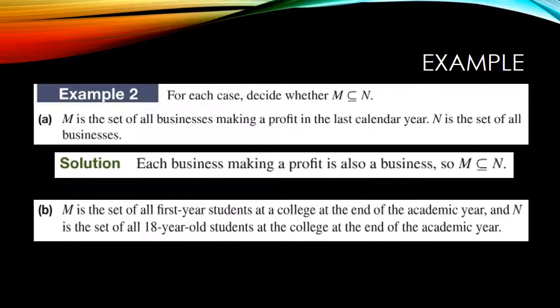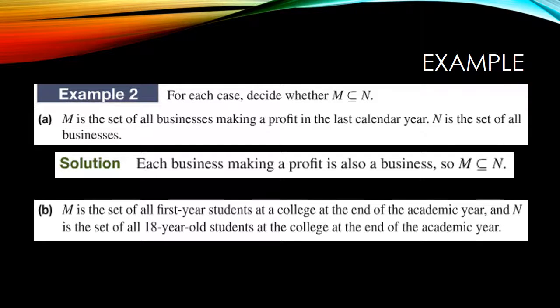Okay, for A, M is the set of all businesses making a profit in the last calendar year, and N is the set of all businesses. Well, each business making a profit is a business. It would be in the set of N, so M is a subset of N.